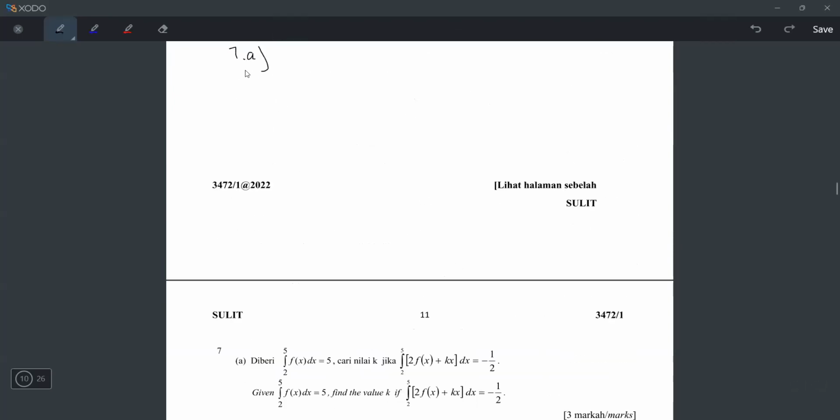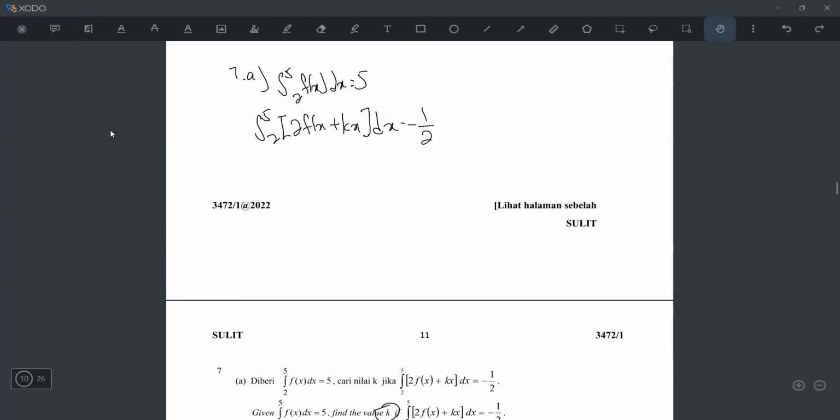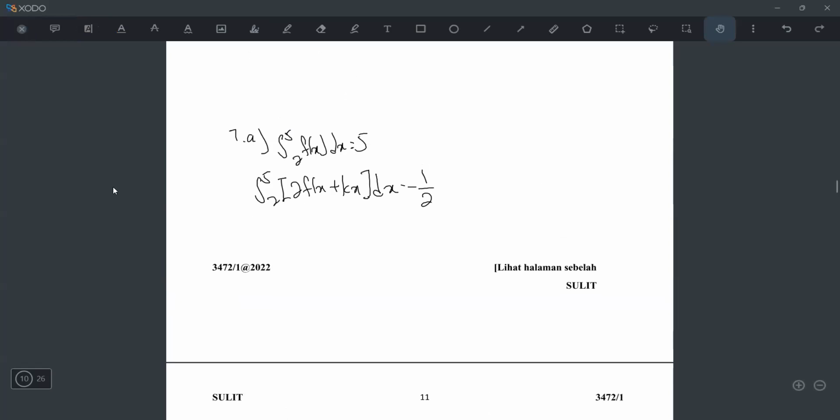Okay, number 7. So this is an integration question. So given integrate 5 to f(x) dx equals to 5. And then find the value of k if integrate 5 to big bracket 2f(x) plus kx dx equals to -1 over 2. I remember I explained this question also during my last video. I think it's the Negeri Sembilan. So I will do it again here.